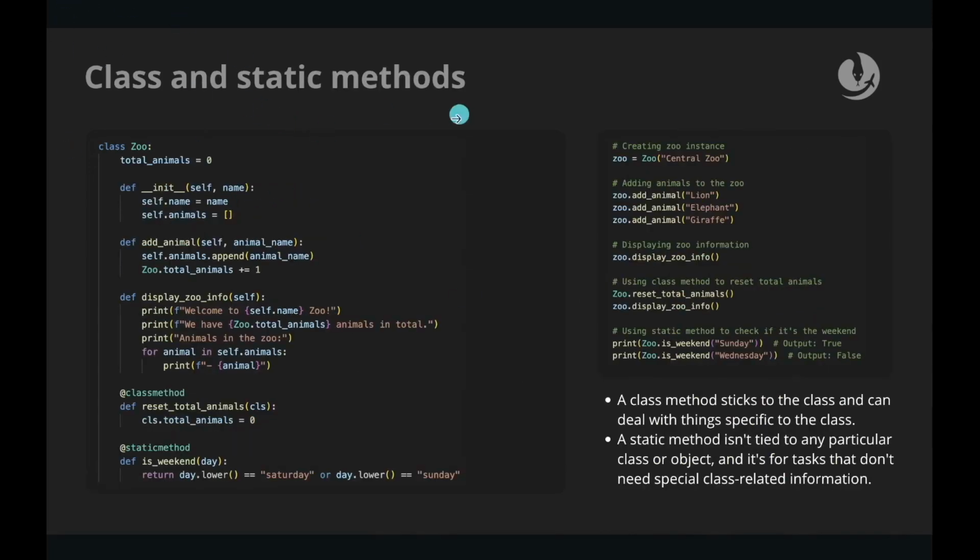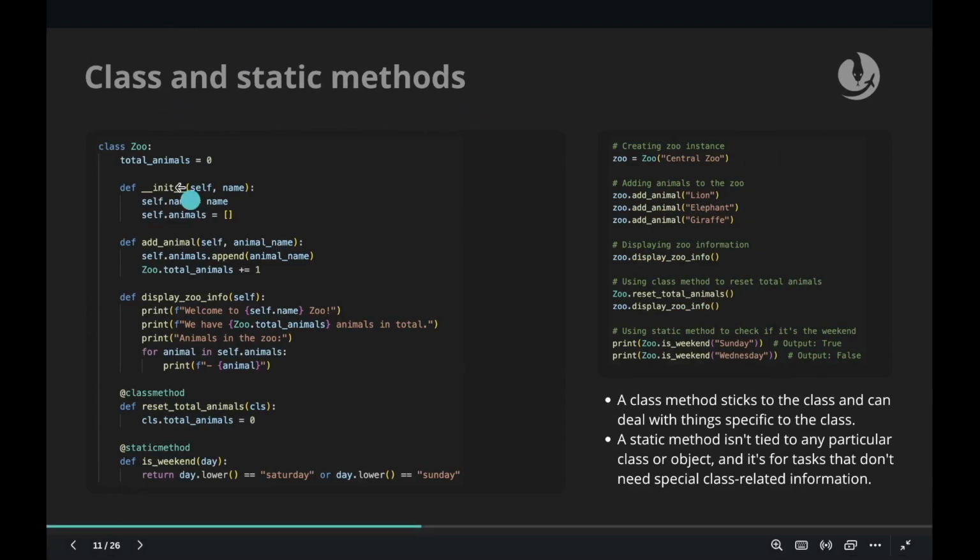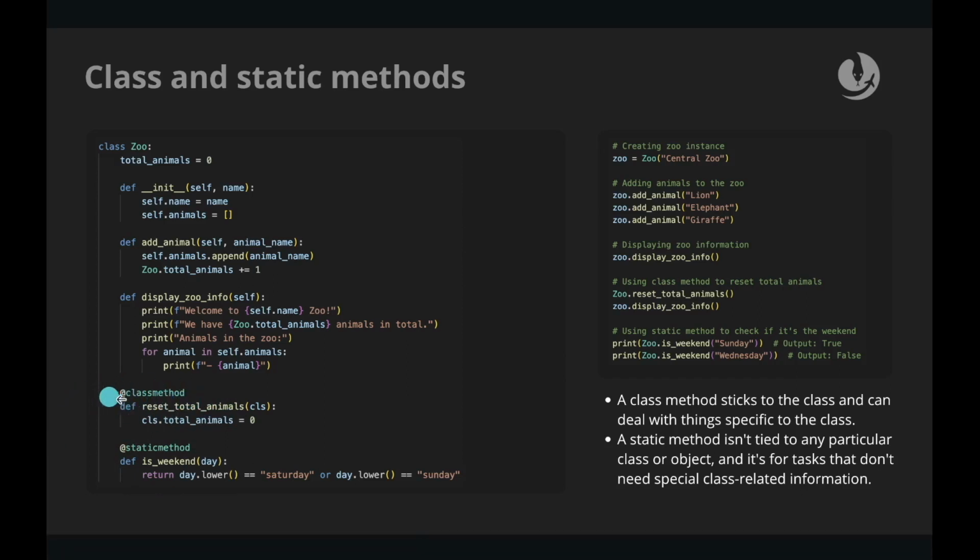So now let's talk about the class and static methods. Again, we have our zoo class example, but it's extended with a class method and a static method. If we want to create a class method, we need to add a class method decorator, like over here. And then this doesn't take in self anymore, it takes in cls as class. And here we are resetting total animals with cls.total_animals equal to 0.